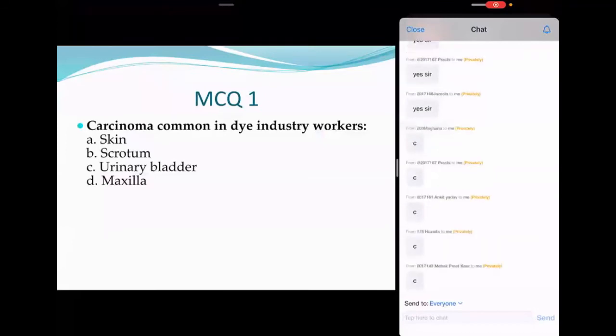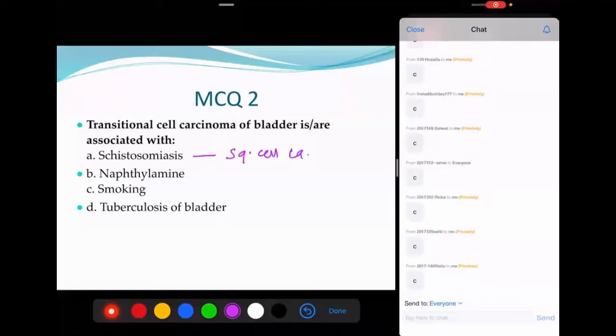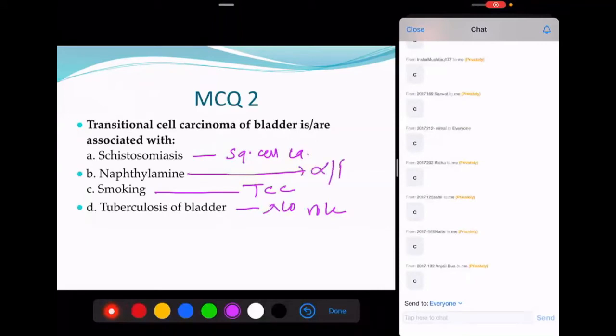Whenever you get a question like working in the chemical industries, dye industries, rubber industries, the most common cancer is bladder cancer. You may get a multiple answer here. Schistosomiasis causes squamous cell carcinoma because schistosomiasis leads to chronic inflammation. Smoking obviously causes TCC, and tuberculosis has no role in cancer. Naphthylamine, if you remember, alpha and beta naphthylamine is a toxic agent of cigarette. Same thing. So the answer is B and C.